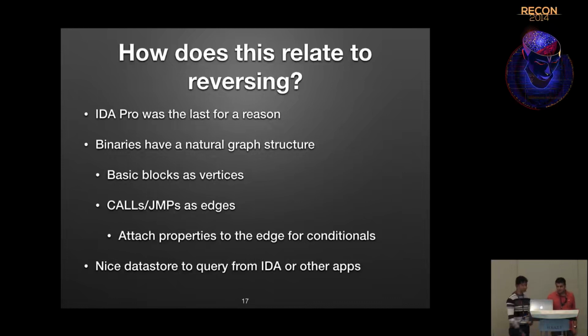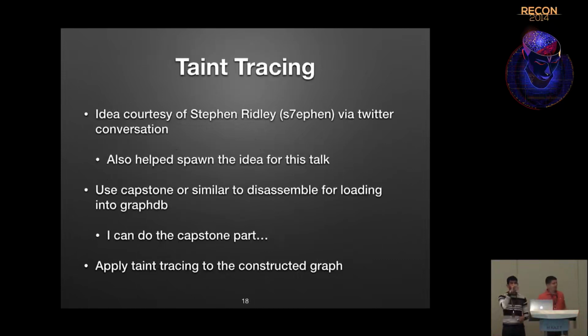And now we're going to go over some ideas we have for some applications, and then a few work in progress proof of concept tools that we've been working on. So the first one was taint tracing. This actually came from Stephen Ridley, who tweeted out talking about Capstone and how it would be really cool if you could load Capstone into Neo4j and then use that to build a graph database and then apply some taint tracing algorithms to it.